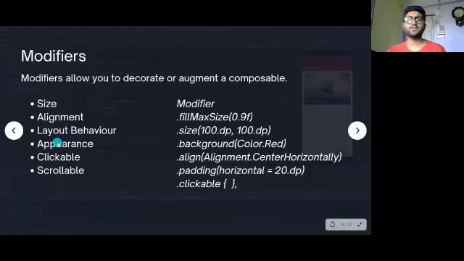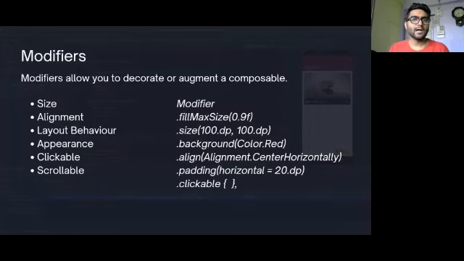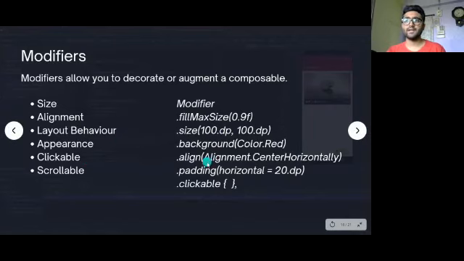You can define the layout behavior, you can define the appearance, you can make any view clickable. Suppose you have a card view which previously wasn't coming out of the box as clickable, and you're trying to add an on click listener. It would allow you to click, but sometimes the click effect, that is a ripple effect, won't come on that view. But if you define the modifier as clickable, your ripple effect comes in by default. Also, you can make any view scalable.